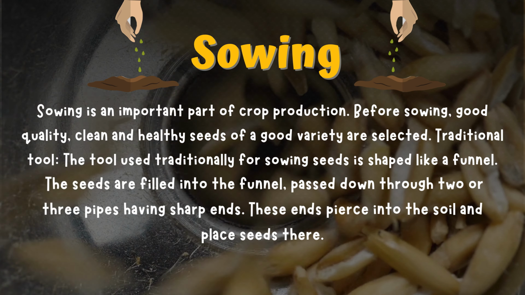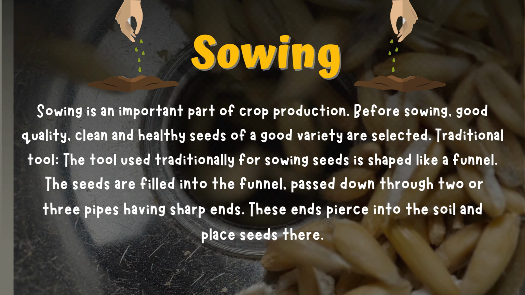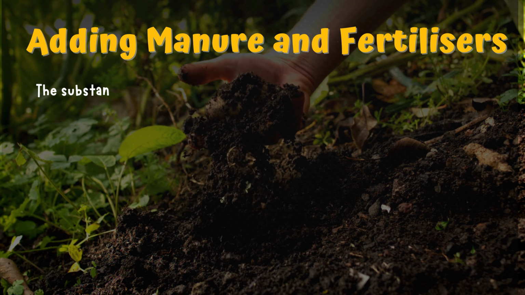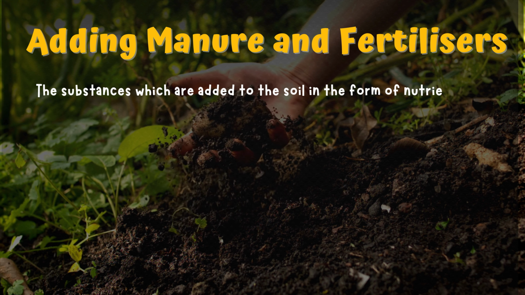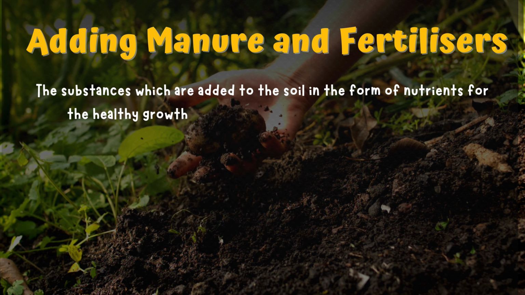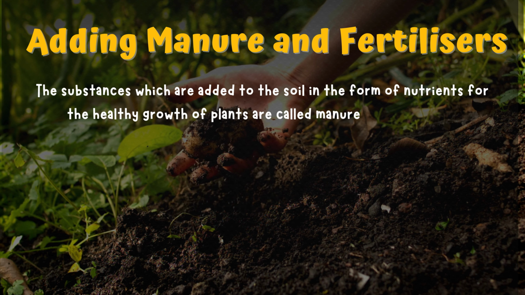These ends pierce into the soil and place seeds there. Adding manure and fertilizers. The substances which are added to the soil in the form of nutrients for the healthy growth of plants are called manure and fertilizers.